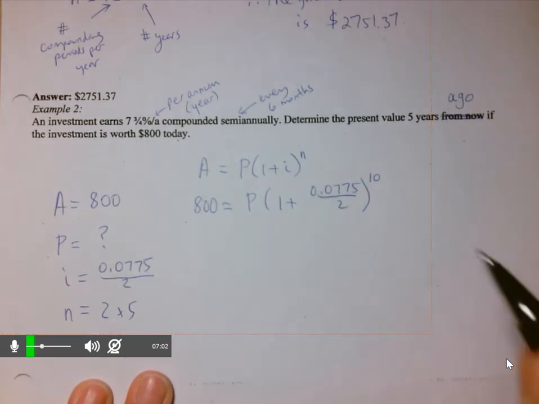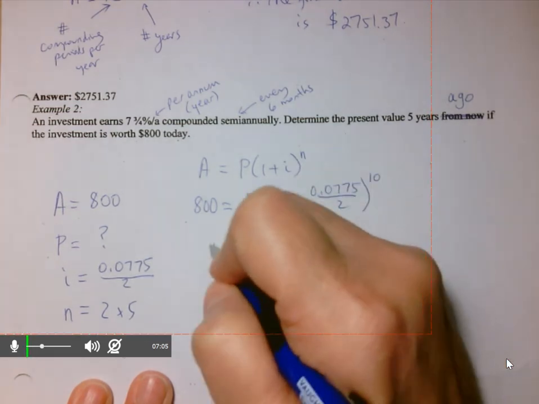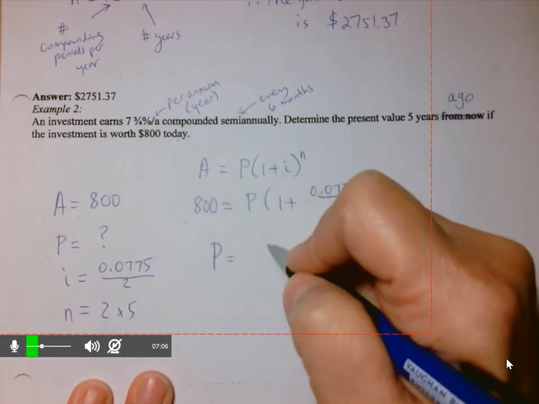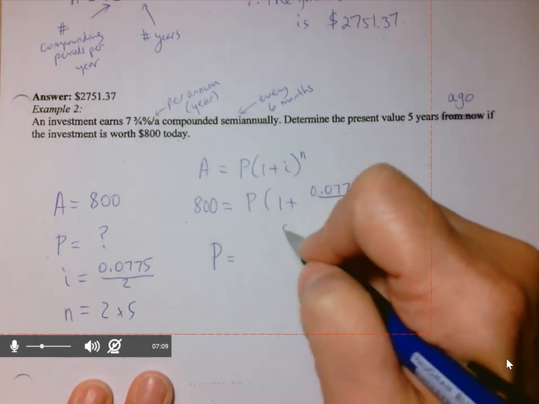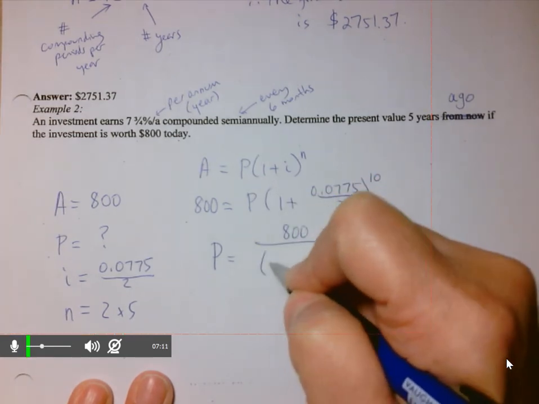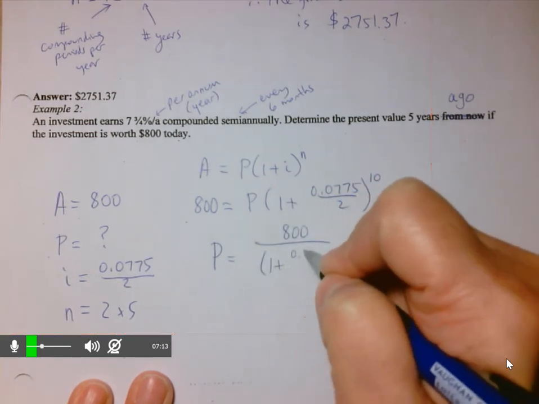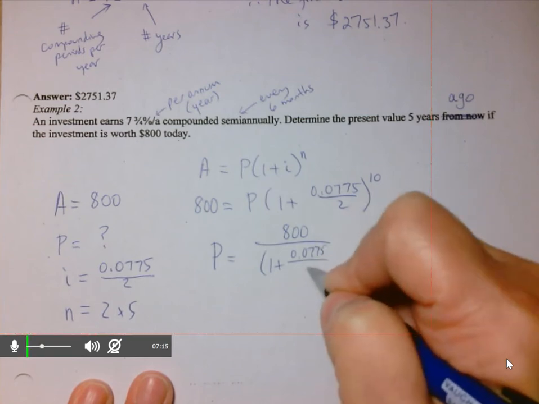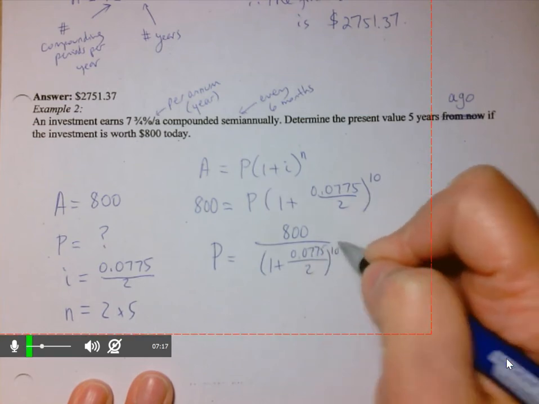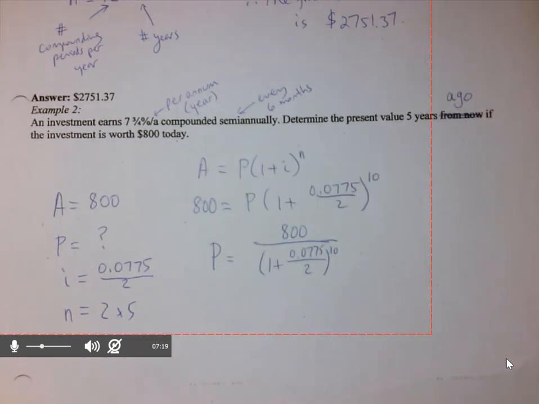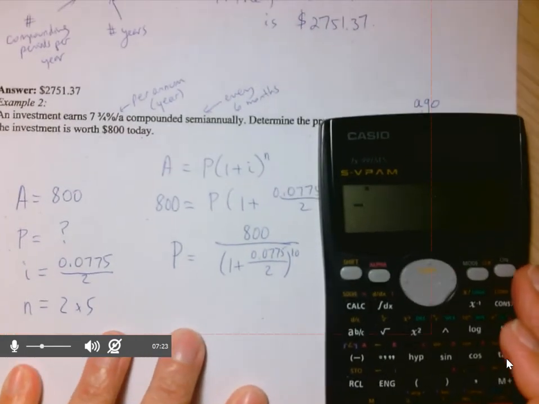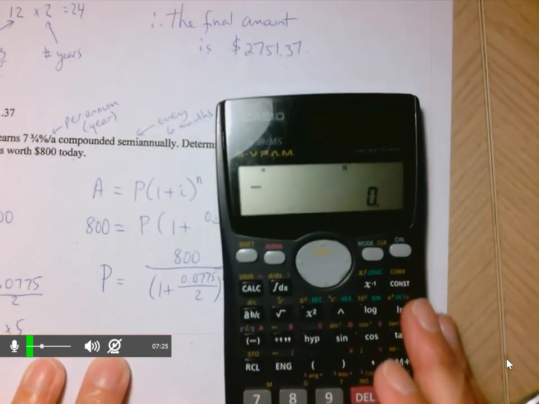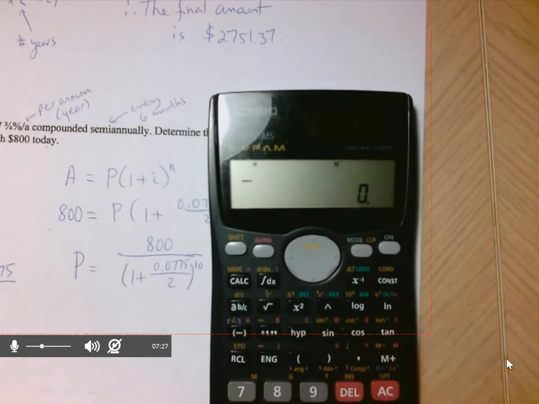Now, isolating for P, there's different ways. Probably the easiest thing to do is to just divide both sides by that big bracket. So 800 divided by 1 plus 0.0775 divided by 2 to the exponent 10. Okay, and again, calculator can handle this in one step. Now everybody's calculator is different, so you have to be careful with bracketing and stuff. You have to know your calculator.